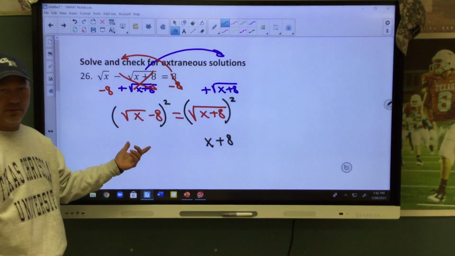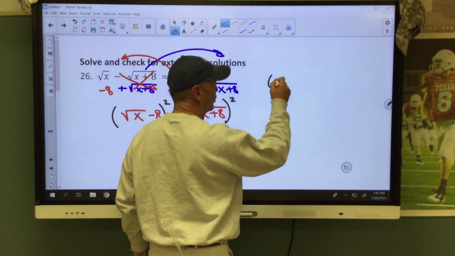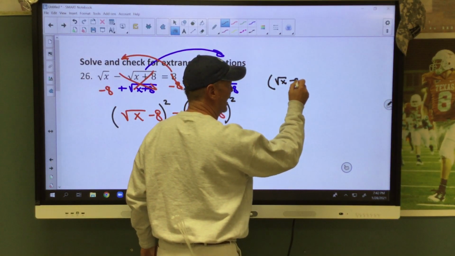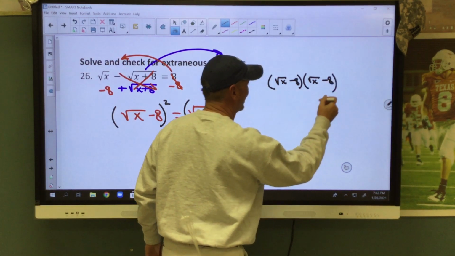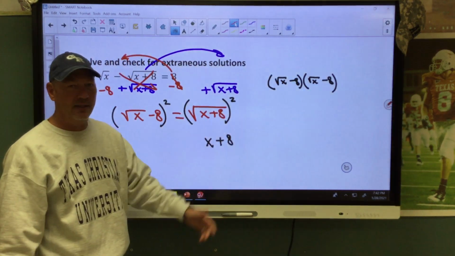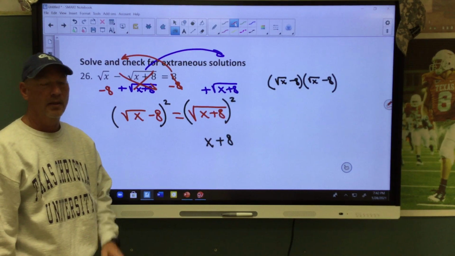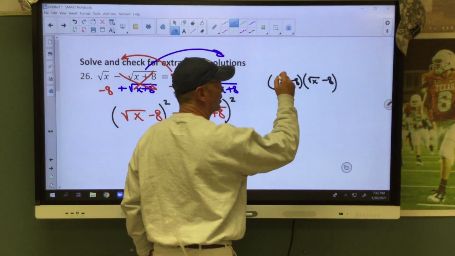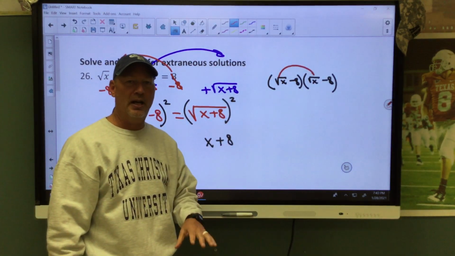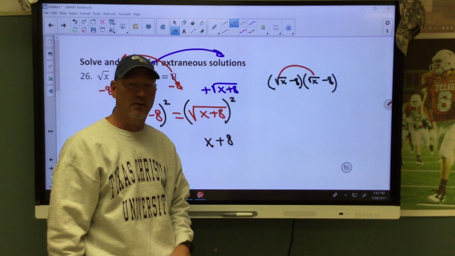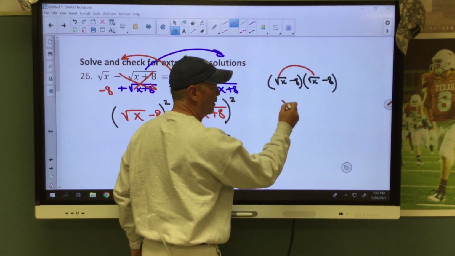But this is the tricky part, okay? I've got to come over here and I'm going to show you: the square root of x minus 8 times the square root of x minus 8. Now we're going to go step by step, but don't panic. We haven't done anything tricky because we know that we've dropped stuff out before. All right, so stay with me. The square root of x times the square root of x. When you multiply a square root times itself, it comes out. So that will just leave me with an x.